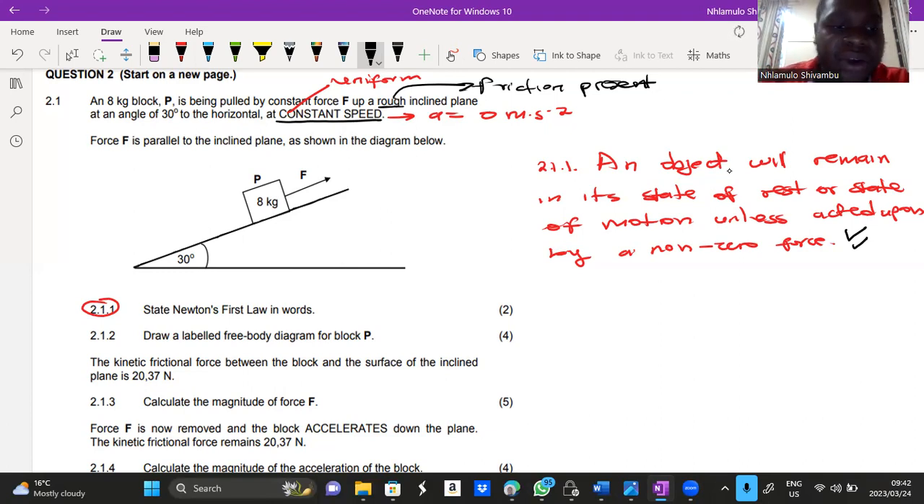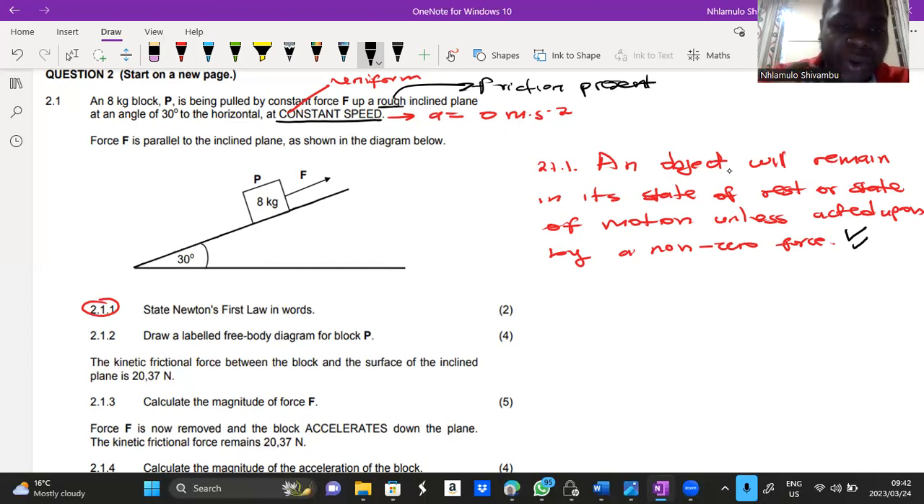And then the second question is the drawing of the free body diagram. I want to emphasize this. Free body diagrams and definitions are there in the examination so that learners can score marks. So learners need to capitalize on definitions and also capitalize on free body diagrams because these are free marks, right?